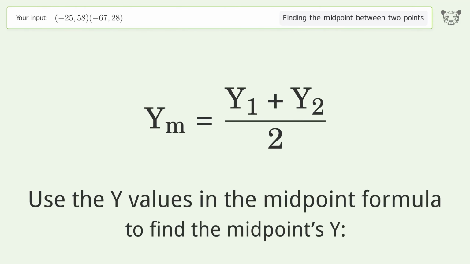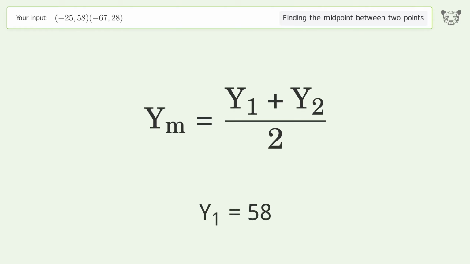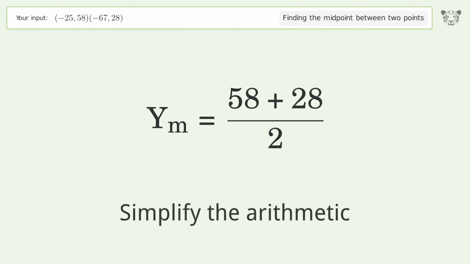Use the y values in the midpoint formula to find the midpoint's y. y1 equals 58. y2 equals 28. Simplify the arithmetic.